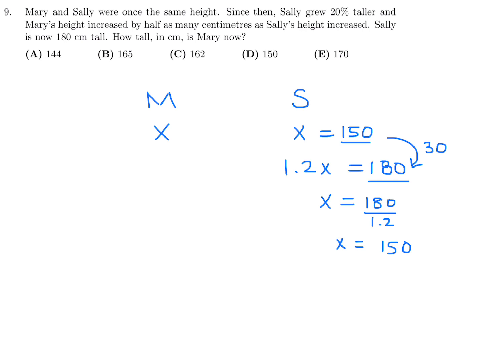They're saying Mary increased her height by half as many centimeters as Sally. So if Sally increased her height by 30, Mary increased her height by 15. Mary was 150. She increased her height by 15. So now she's 165. And that's the answer to the question. So number 9, the answer is B.